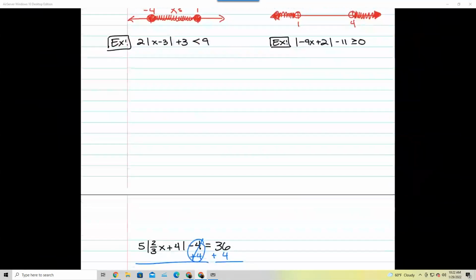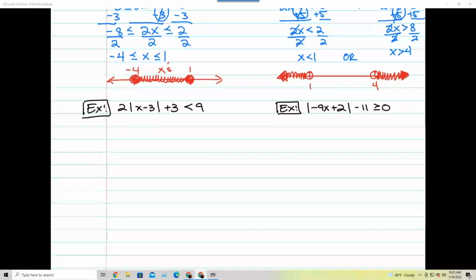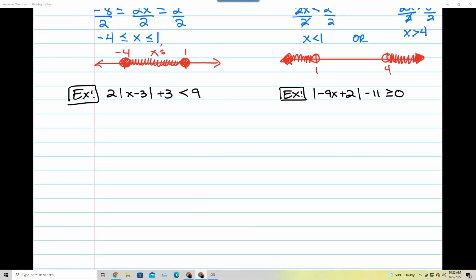All right, we have two more problems, and then we're going to call it a day. Just like last time, I'm going to ask myself first, is the absolute value isolated? Nope, I cannot use my shortcut yet because the absolute value has stuff with it. So I need to get rid of all the extra stuff, which means I need to get rid of that plus 3. The way I get rid of a plus 3 is with a minus 3.